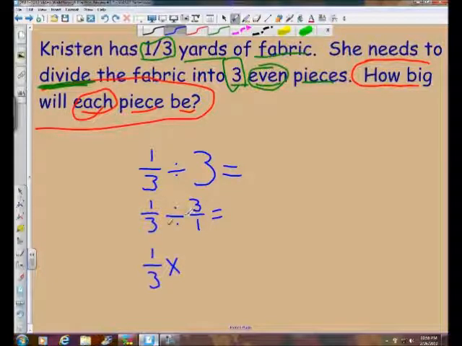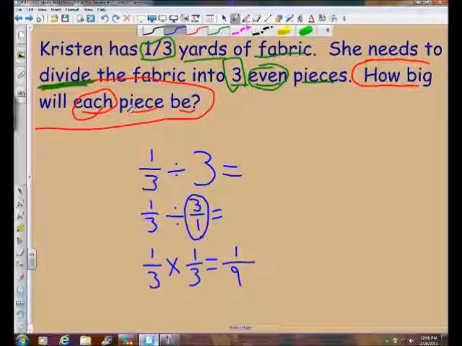So now with fractions, it's easier to deal with two fractions. So now we'll say the inverse of division is multiplication. So in this case, we have to take the second fraction and flip it. They call that the reciprocal in math. And now we can multiply. And when you multiply, you can simply multiply numerator by numerator and denominator by denominator. So you have 1 times 1 is 1, and 3 times 3 is 9. So how big will each piece be?